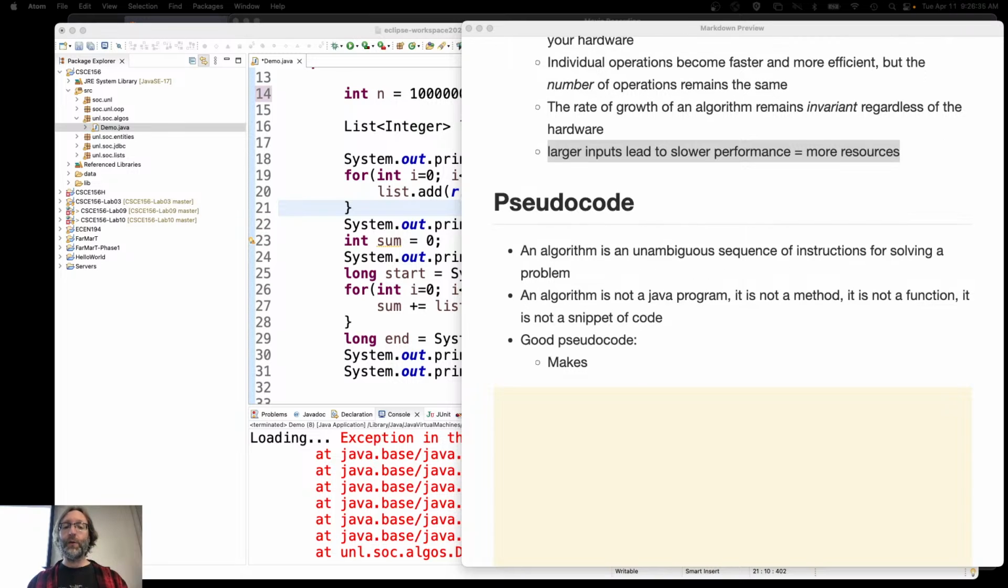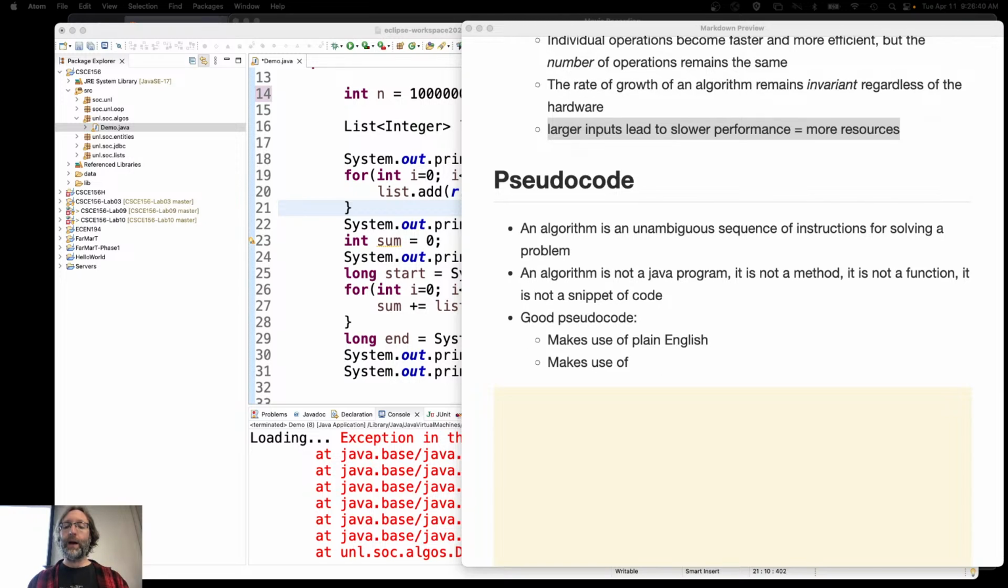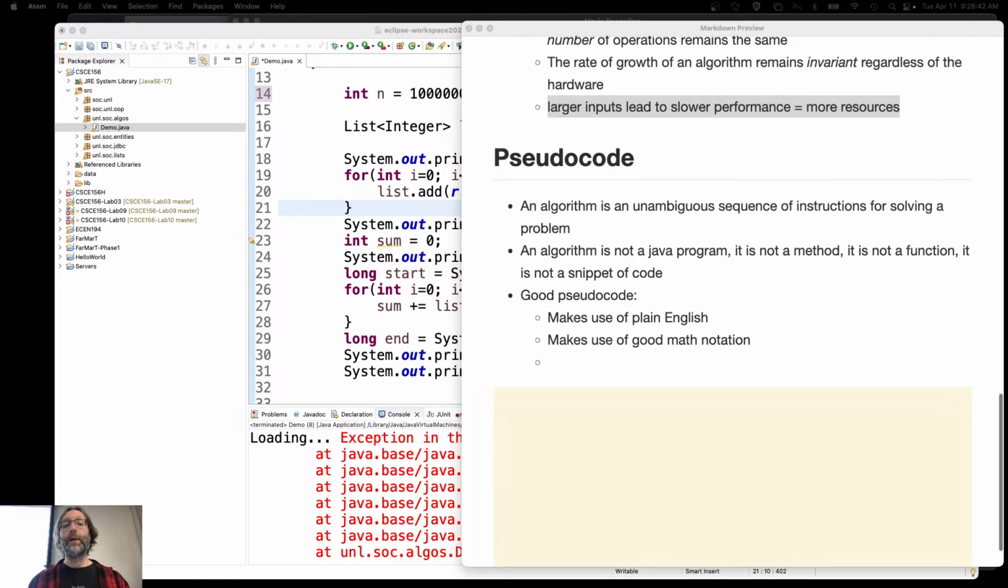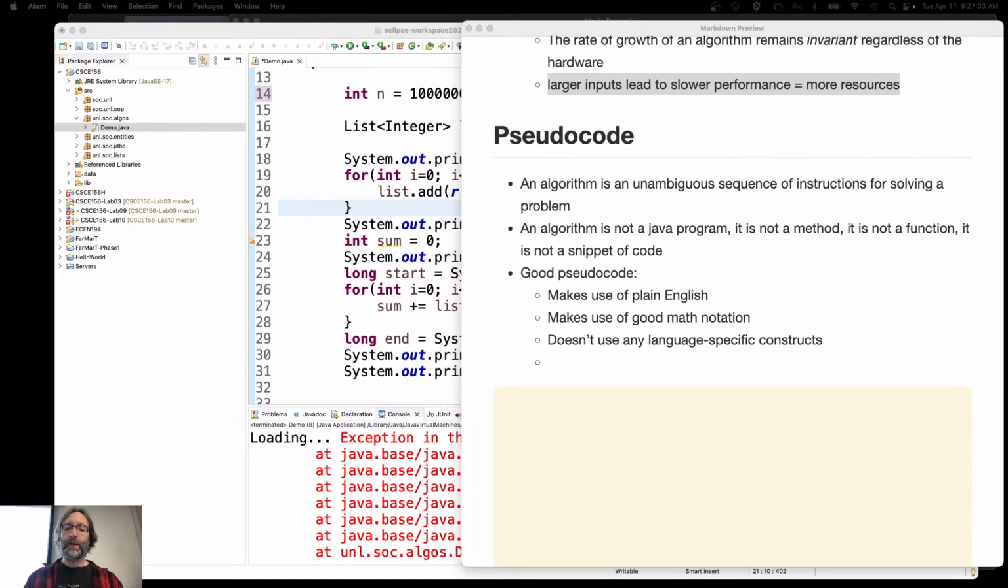Good pseudocode makes use of plain English when appropriate, makes use of good math notation when appropriate, and doesn't use any language-specific constructs. So for example, we're not going to have semicolons at the end of each line. We're not going to have opening and closing curly brackets. We're going to use something else. It provides necessary details without too many unnecessary details, right?